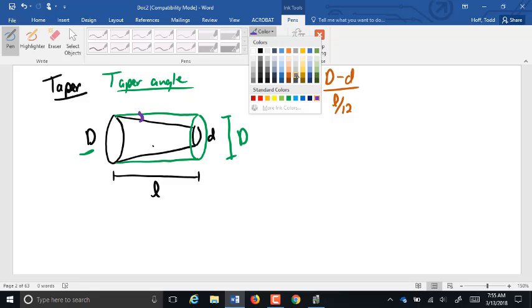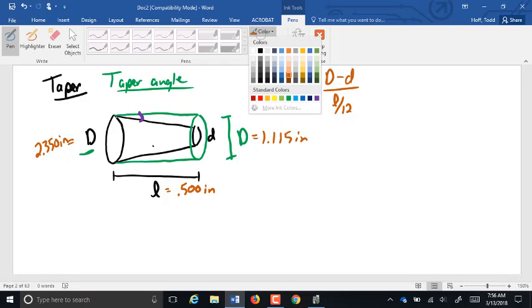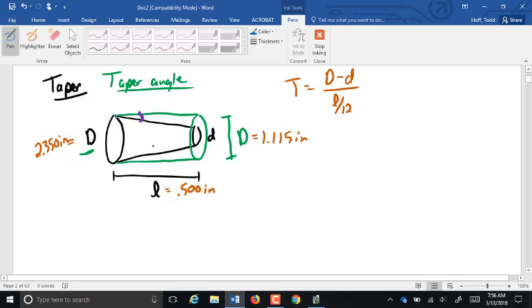Well, let's take a peek at this. Let's say that my big diameter is 2.350 inches, and my little diameter is 1.115 inches, and my length is 9.500 inches. Looking at this triangle created here, and that is a triangle, this is the angle I'm looking for.